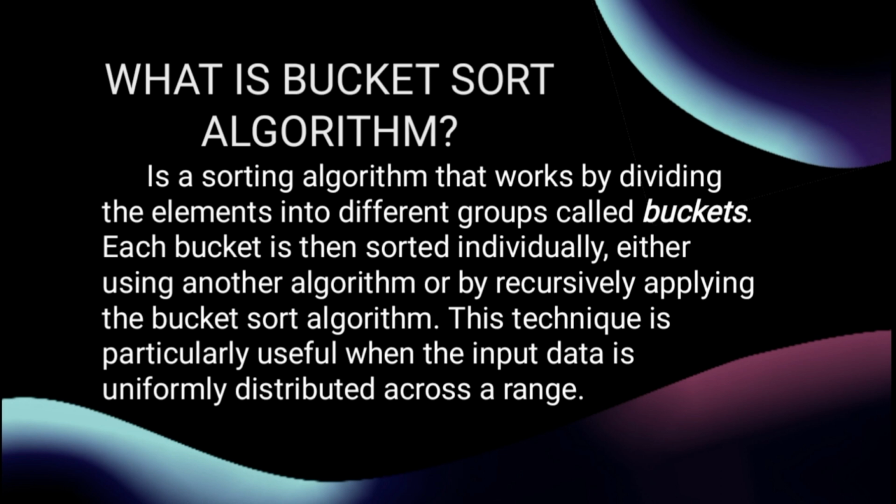Bucket sort is particularly useful when the input data is uniformly distributed across a range. It is often used when the input consists of elements that are uniformly distributed over a range, such as sorting floating point numbers between 0 and 1.